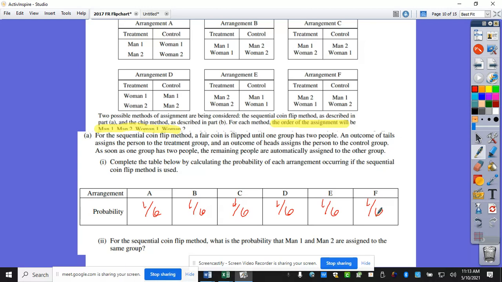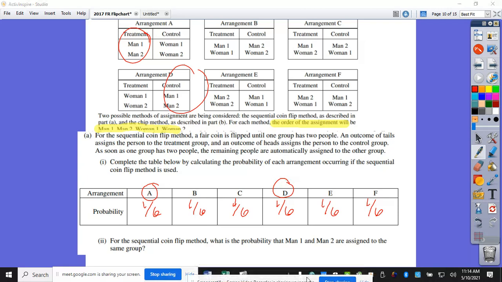For the sequential coin flip method, what is the probability that man 1 and man 2 are assigned in the same group? So I'm going to come up here. They're in the same group. So what is the probability that they are in the same group? Because I would be doing the probability they're in group A plus the probability they're in group D, which is 1/6 plus 1/6. And I now get credit for 2, but not credit for part 1.